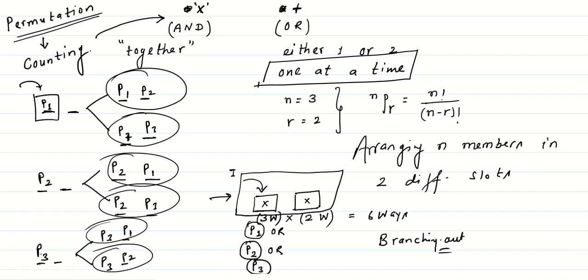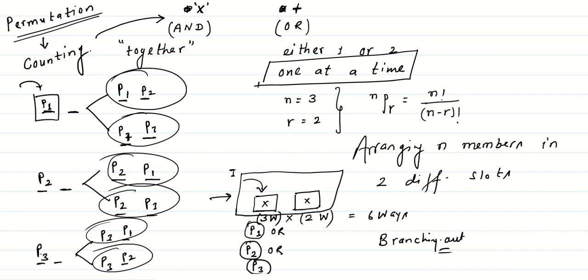And that's why I'm multiplying. That's why it's an AND case. What is AND meaning? Multiplying. Multiplying means branching out. What is the meaning of branching out? For every one way of the previous slot, I'm getting multiple ways further.